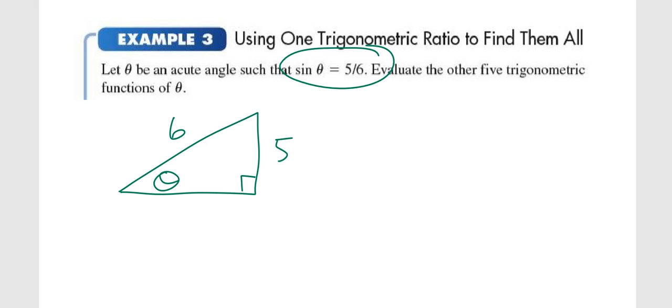Is that a green line? Yes. I just put green. Okay.